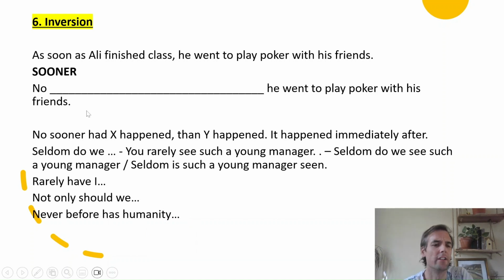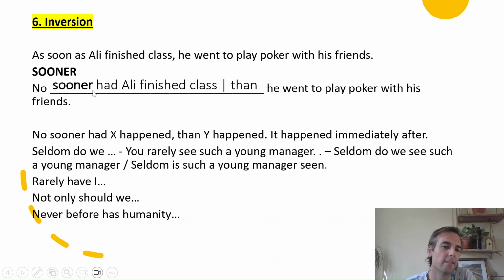Anyway, this one is very, very easy because I pretty much put the answer in the first sentence. You've just got to put the right details in. Who are we talking about? How do we use the structure? No sooner had Ali finished class than he went to play poker. And you can see you get 1 mark for the first part of the sentence, like the inversion phrase, and using it correctly. And then 1 mark for finishing the phrase, because it's no sooner than. The comma, I think, is optional. No sooner had Ali finished class than he went. It's fine without a comma.